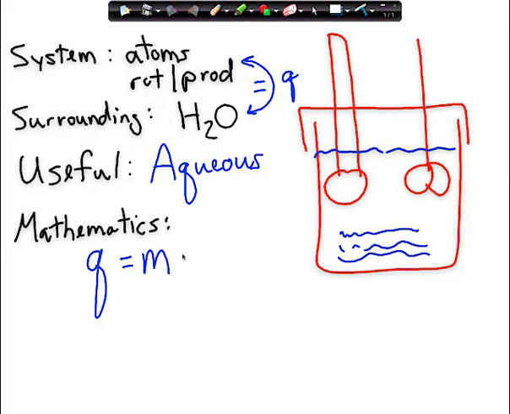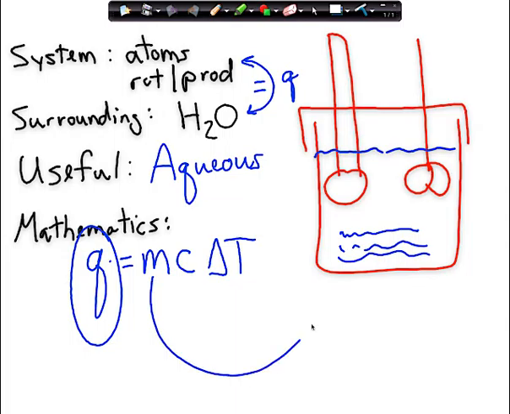Mass. C, which is what? Specific heat capacity. And then delta T, which is what? Change in temperature. Now, guys, here's the way this plays out. In order to figure out how much energy, how much heat was gained by the water, we need to know the mass of the water, and we need to know the temperature change of the water. And then we need to know the specific heat of water.